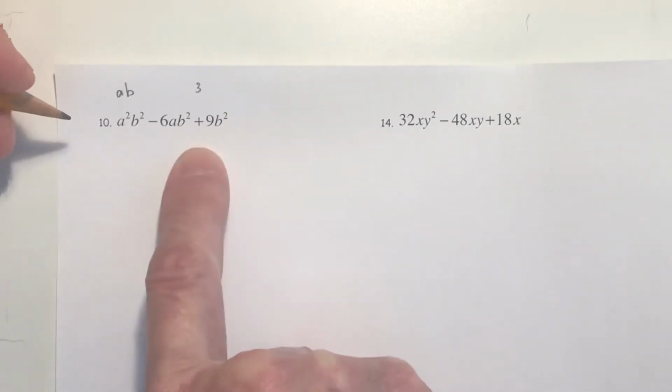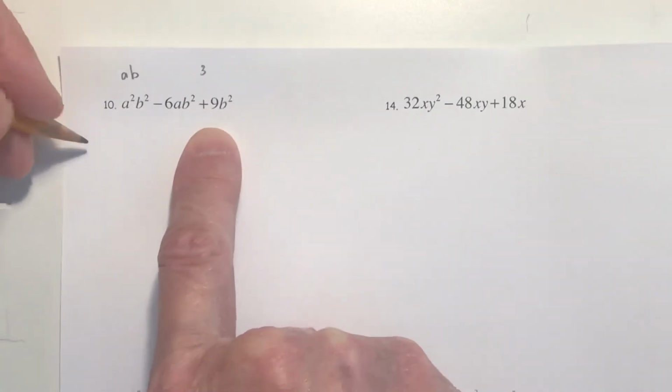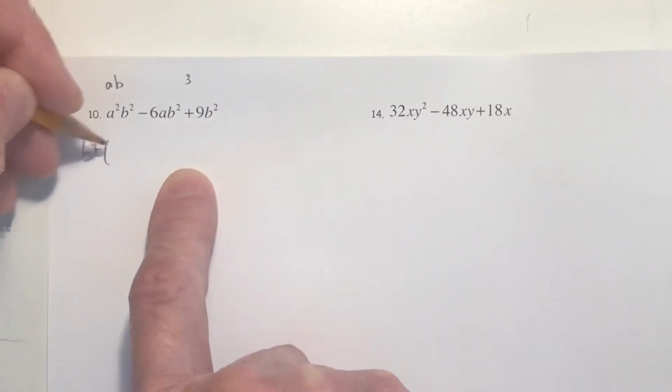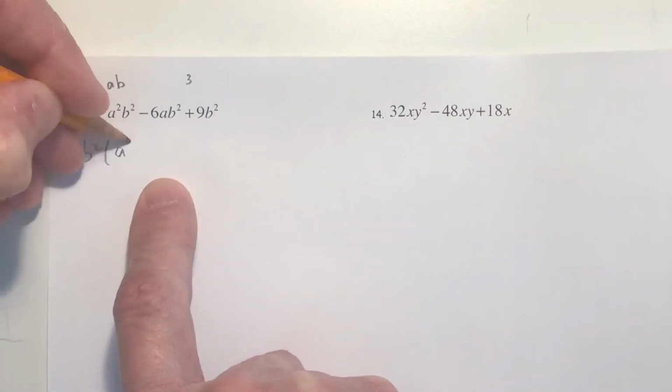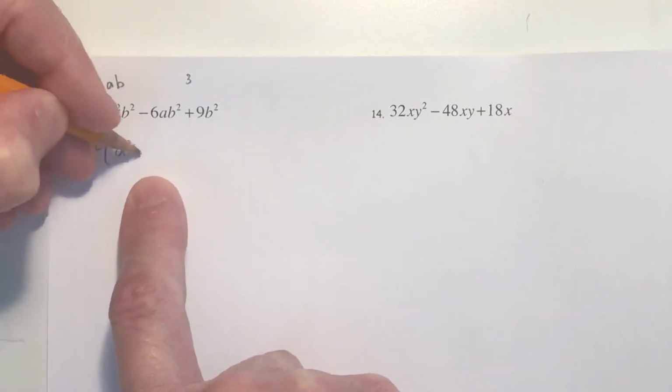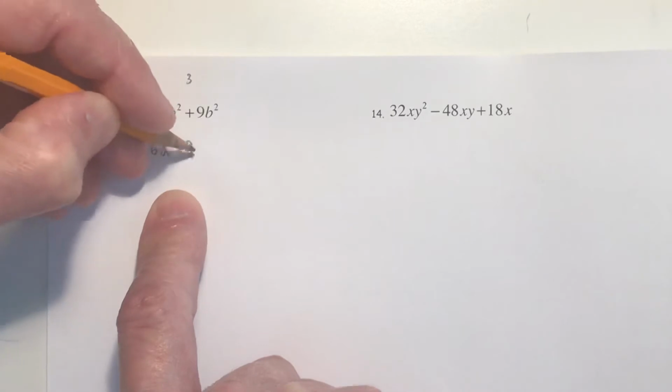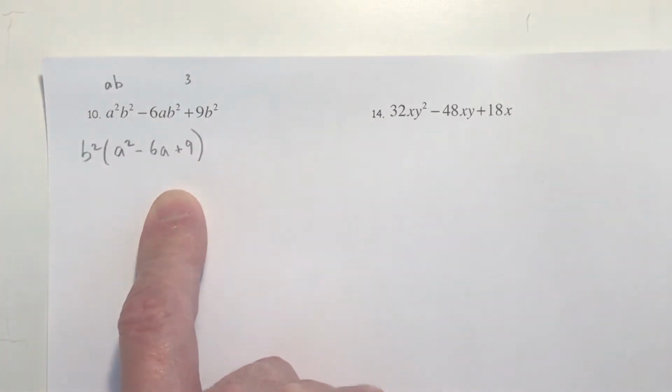I just noticed there is a GCF, B squared. I'm so sorry. Let's factor out the B squared. Maybe it's time for my old man nap. Then minus 6A in the middle, and then plus 9. Okay.